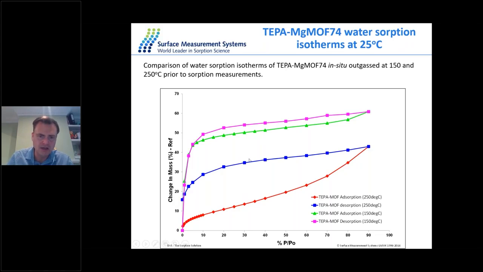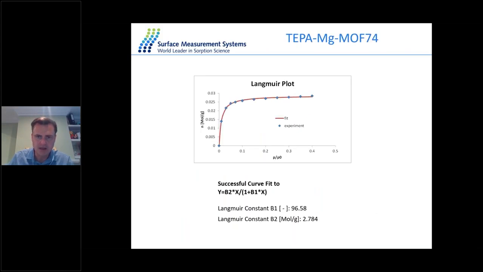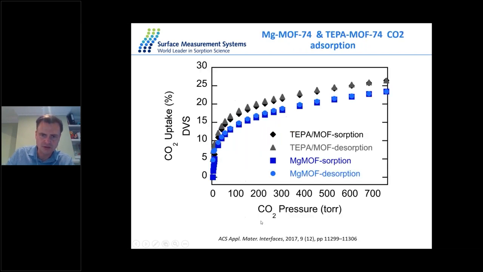I would like to mention not too many researchers mention the outgassing conditions and temperatures, because then it's very difficult to compare from one MOF to another, because we didn't start from the same starting point. Now, with this MOF we can also employ modeling, so we can use the Langmuir model to fit the data, and we can get a Langmuir constant. So we're modeling. We also look at the adsorption capacity of MOFs using CO2.